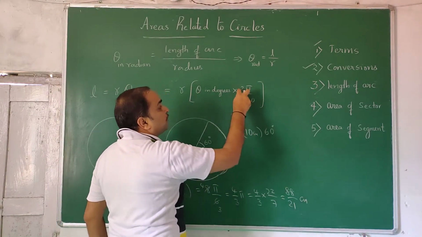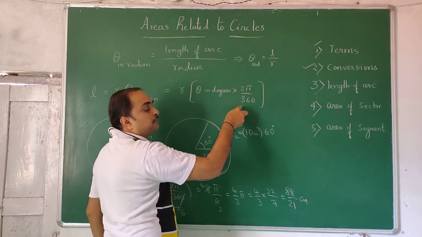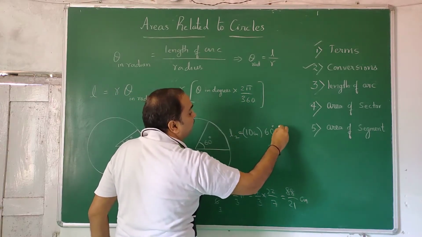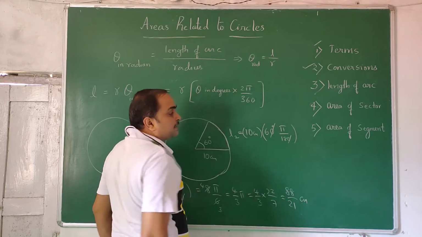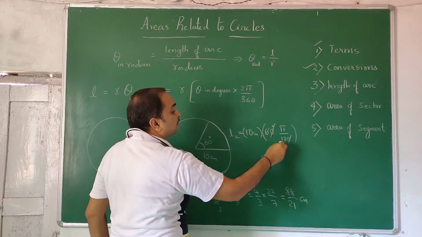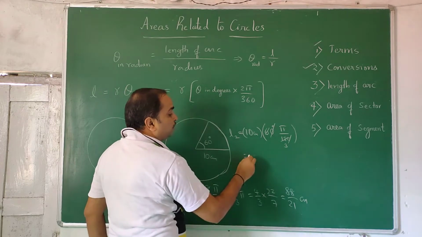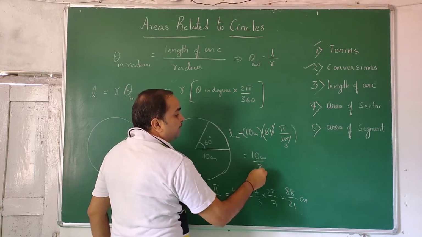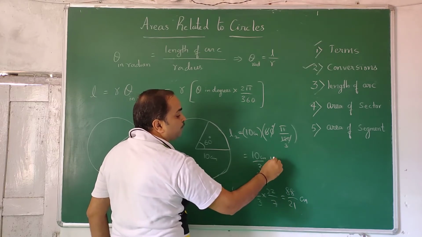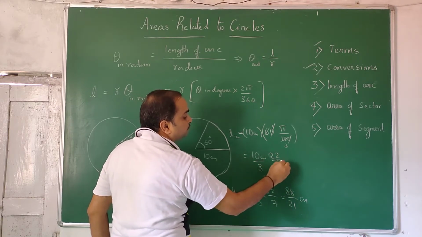60 degrees into, instead of writing 2 pi by 360, the 2 and 360 get cancelled to give 180. So pi by 180, a much easier thing. Zero zero gets cancelled, degrees get cancelled. 6 1s are 6, 6 3s are 18. So 10 centimeters by 3, this comes down, pi. Pi is 22 by 7.